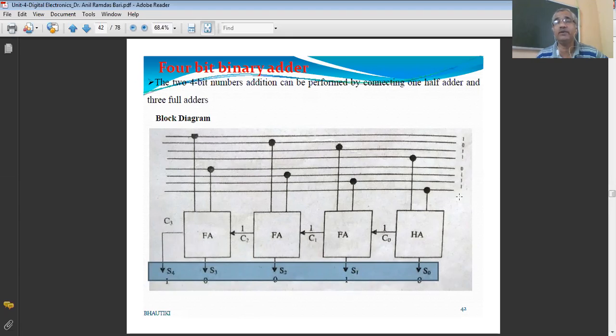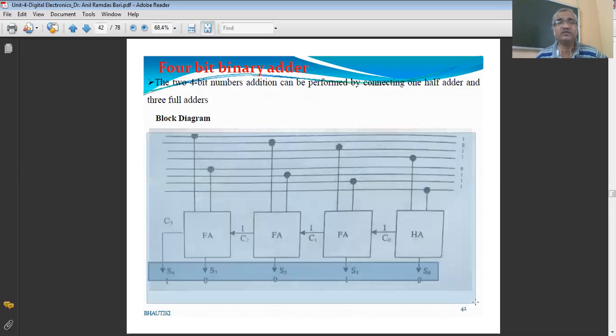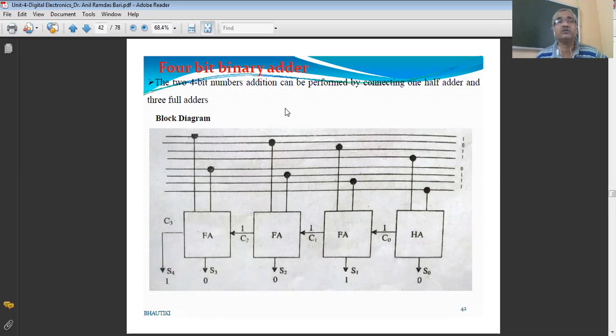How to add the 4-bit numbers? So you remember only this diagram. No explanation is necessary for this. So this is 4-bit binary adder.